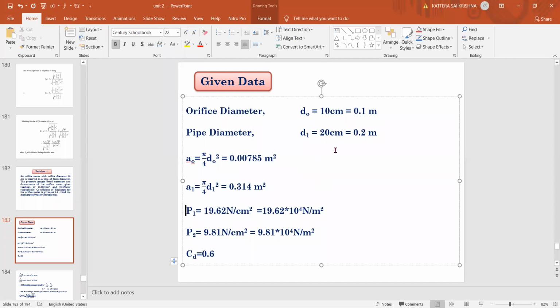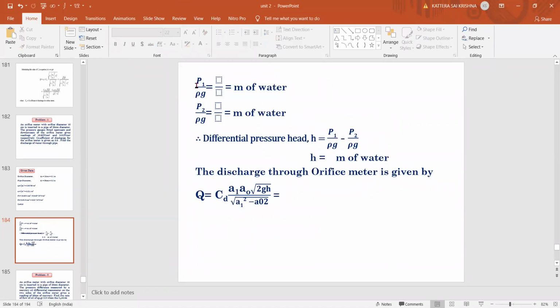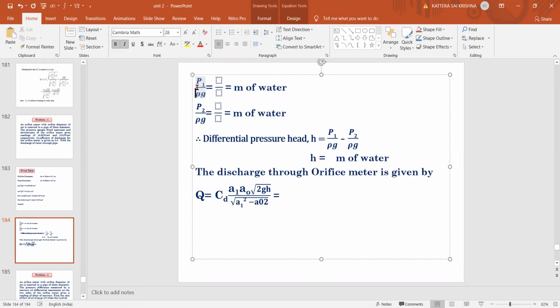For H we have the formula H equal to P1 by rho G minus P2 by rho G, since for an orifice always Z1 is equal to Z2, because we don't have any inclined orifice here. Z1 at section 1 and Z2 at section 2 are equal, since it is horizontal only. So next we need to find first P1 by rho G, the pressure head at section 1.